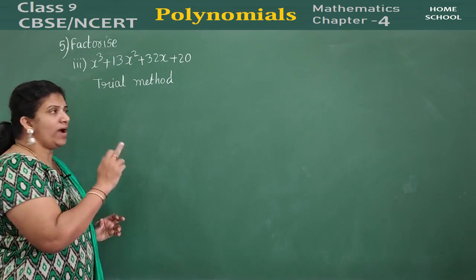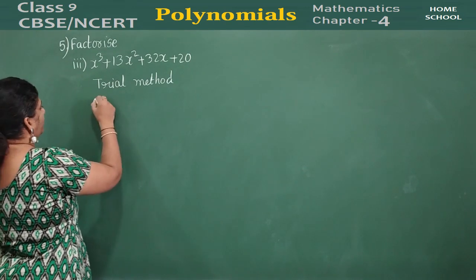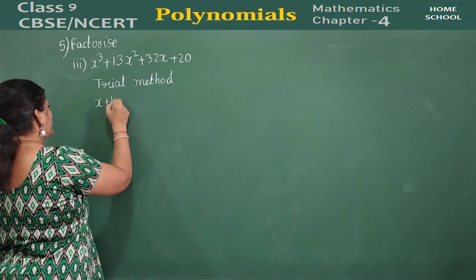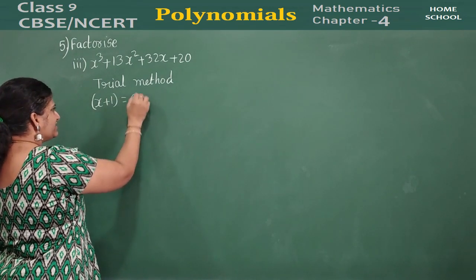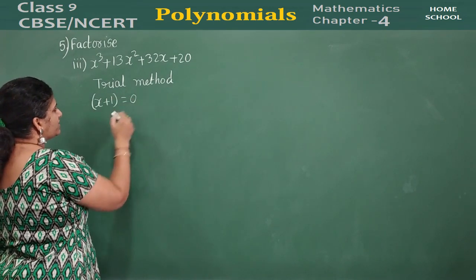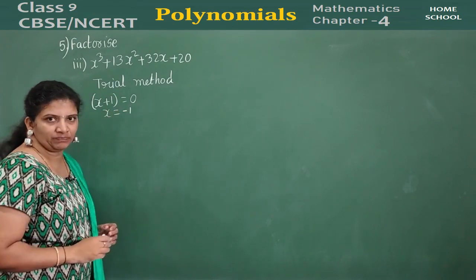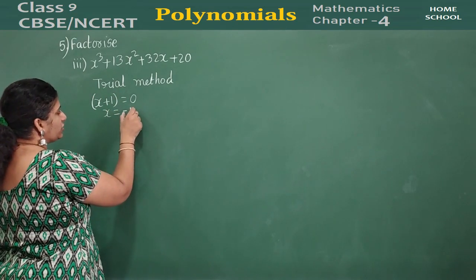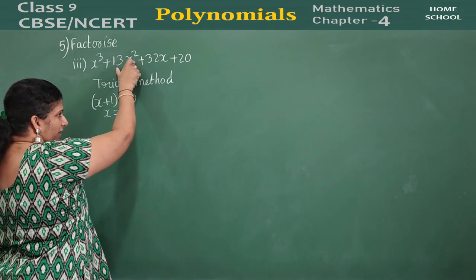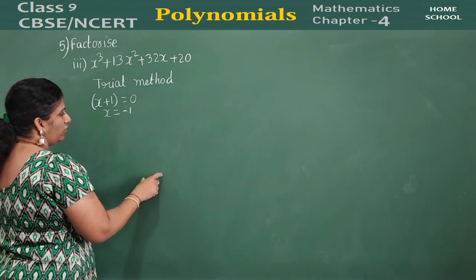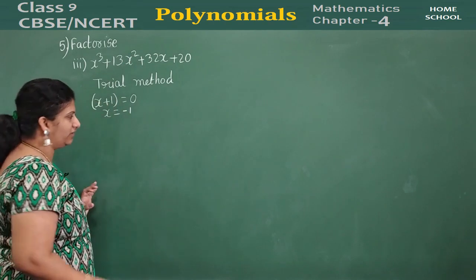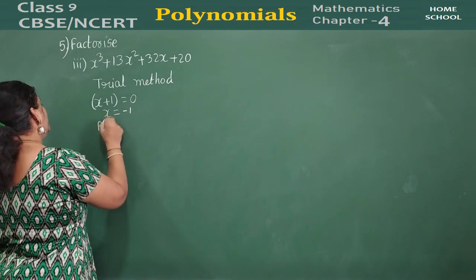So, 1 let me take here. How can you take? X plus 1 is a factor if I consider. What is the 0 of this polynomial? X must be equal to minus 1. If we substitute this value in the cubic polynomial, if you get a 0, then this is a factor. Let us check it out.